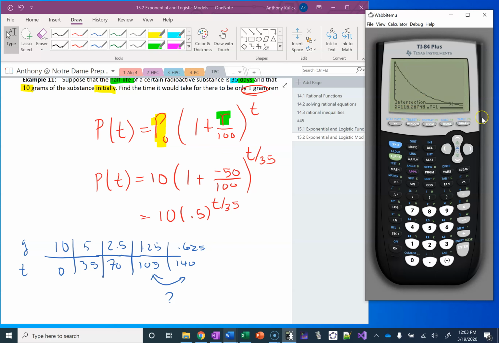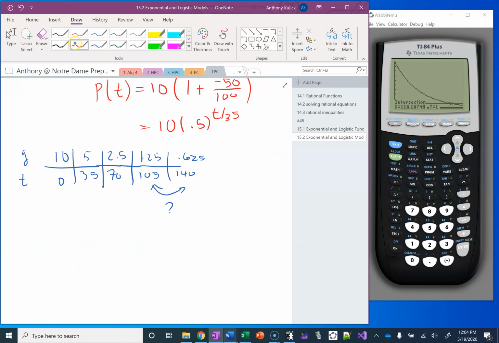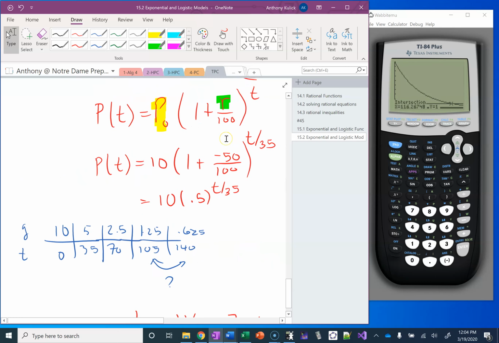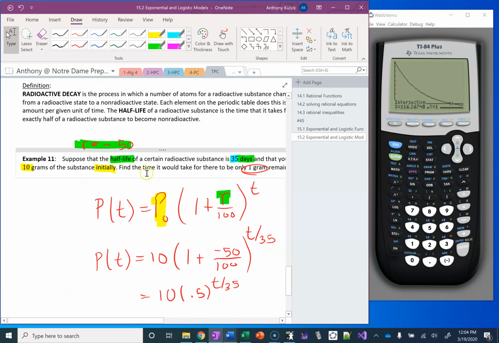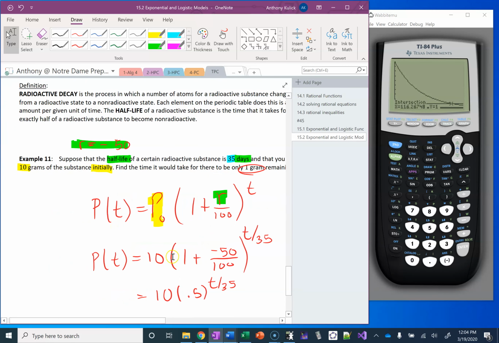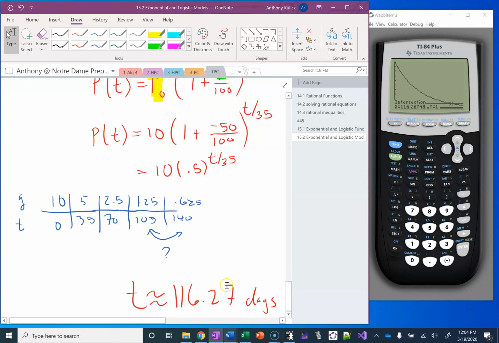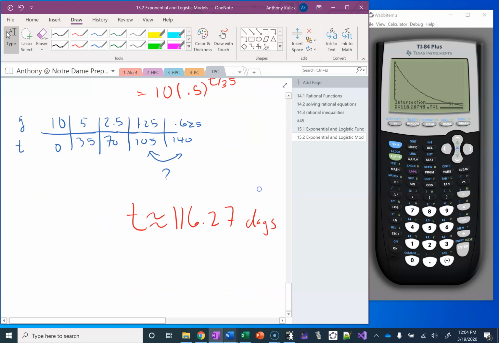So I get 116.27. And let's go back and read how they wanted the answer. Find the time it would take for there only 1 gram to be remaining. So 116.27 days would be fine, or just over 116 days. That would be okay. Anything like that would be okay.